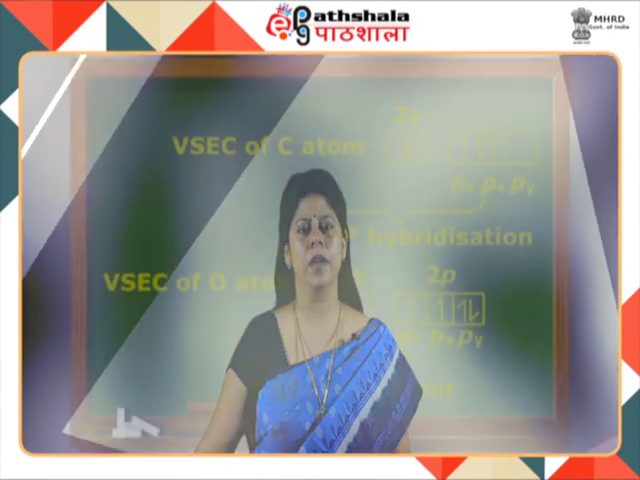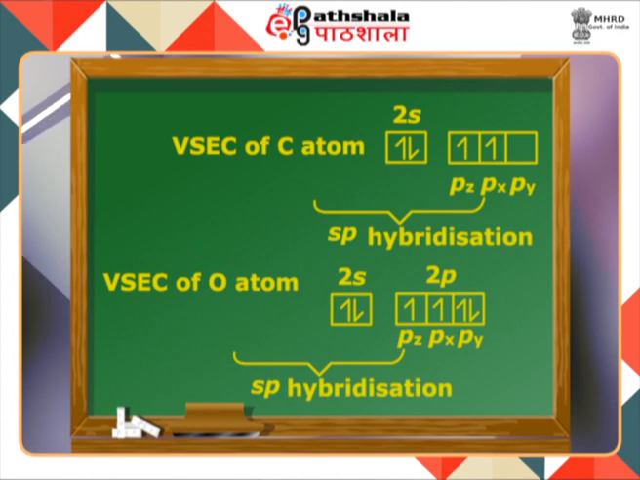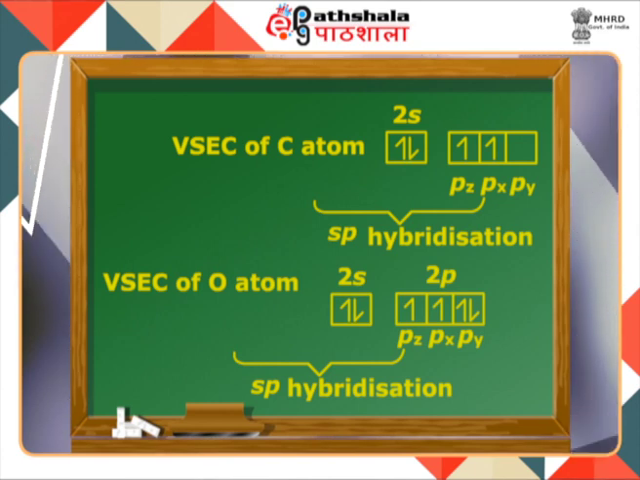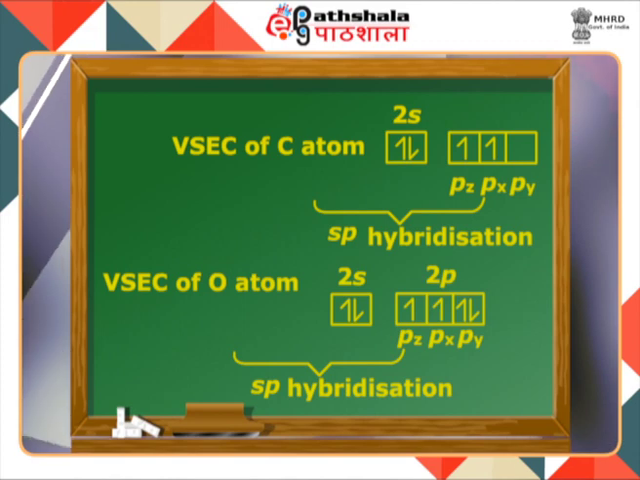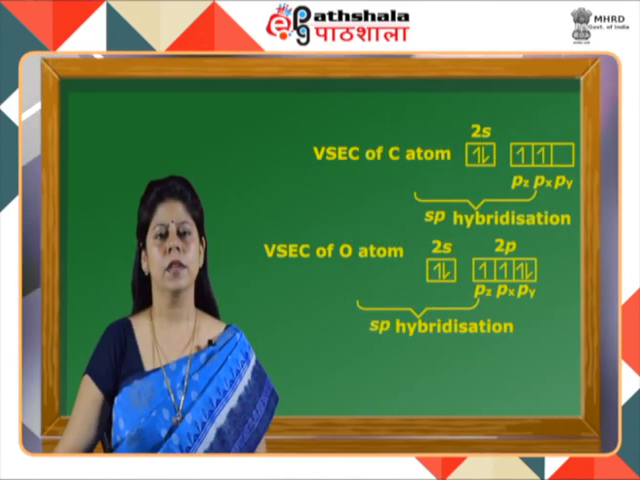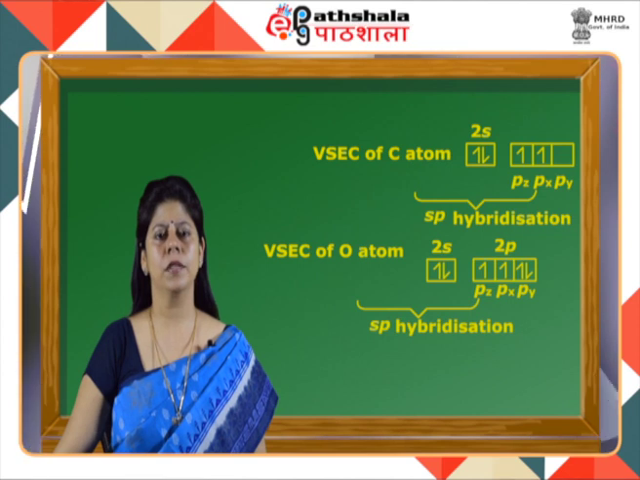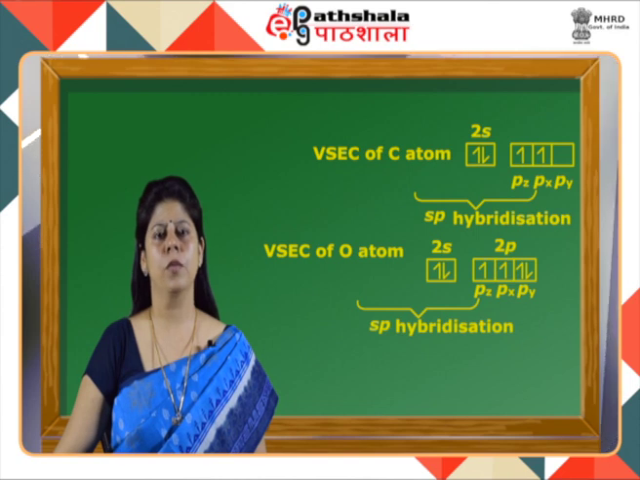Now we see the hybridization approach of carbonyl. Both carbon and oxygen atoms of the carbonyl molecule are sp hybridized. The valence shell electronic configuration of carbon atom is 2s2 2p2 and that of oxygen atom is 2s2 2p4. The singly occupied sp hybrid orbital of carbon atom overlaps with the singly occupied sp hybrid orbital of oxygen atom in a linear fashion, forming a sigma bond.